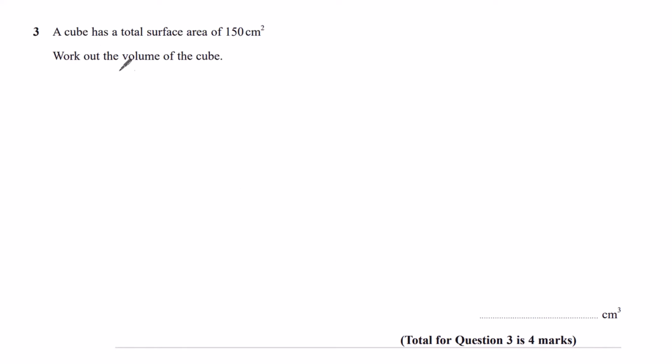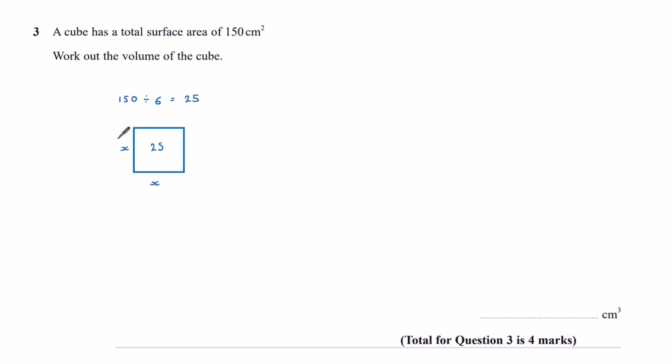Question 3. A cube has a total surface area of 150 centimeters squared. Work out the volume of the cube. Now, the surface area of a cube is the sum of its 6 faces. So the first thing I want to do is divide 150 by 6 to work out the area of each individual face. And so 150 divided by 6 is 25.